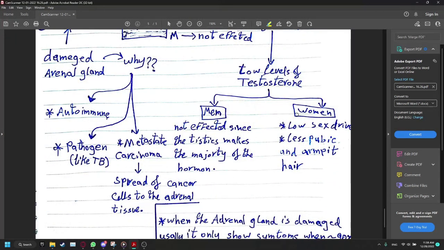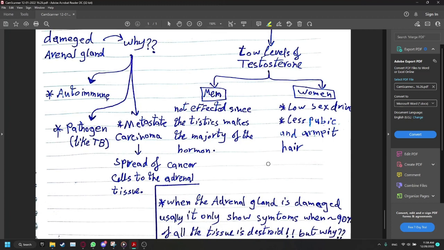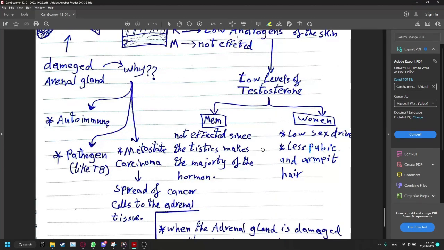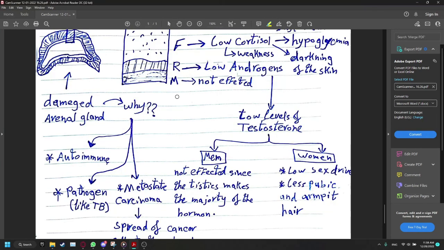And so for the women, it's a big issue here. Why is that? Because it's important for the sex drive. So the woman doesn't have interest in sex with her partner. Less pubic hair and less armpit hair. What is armpit? It's basically the axillary hair, the hair under your axilla. Yeah, that's basically for the sex steroids here.